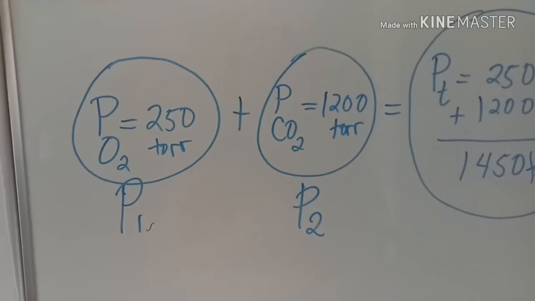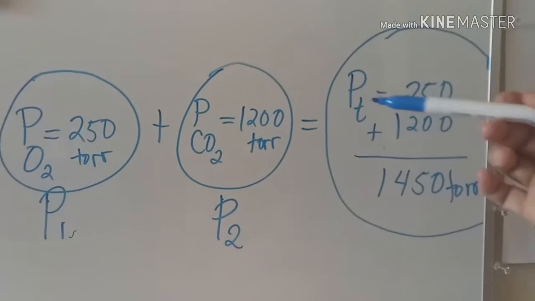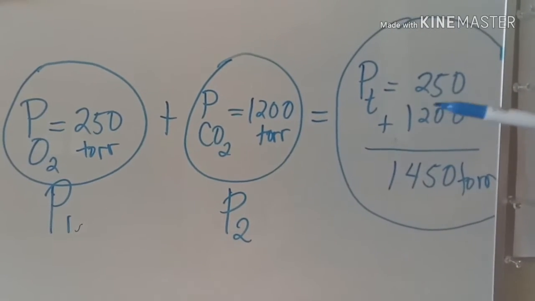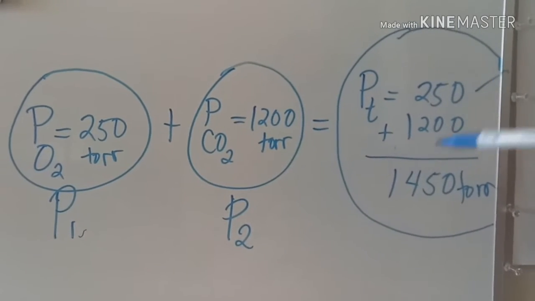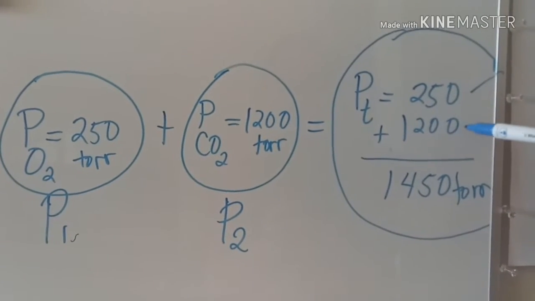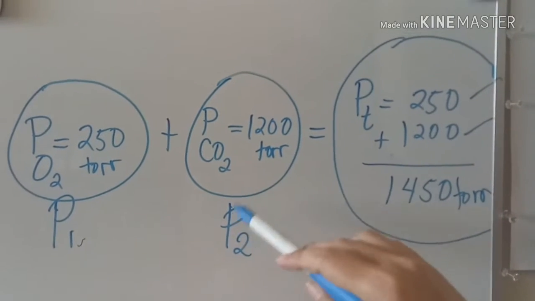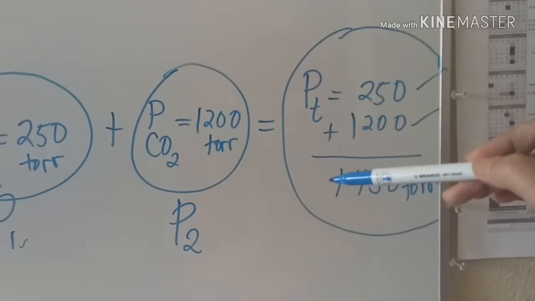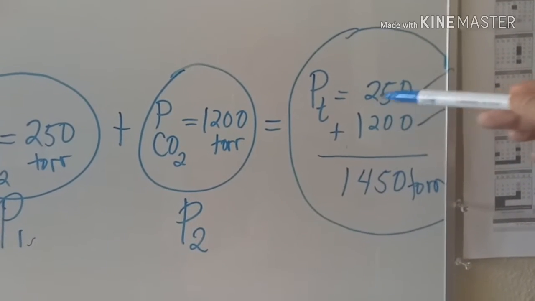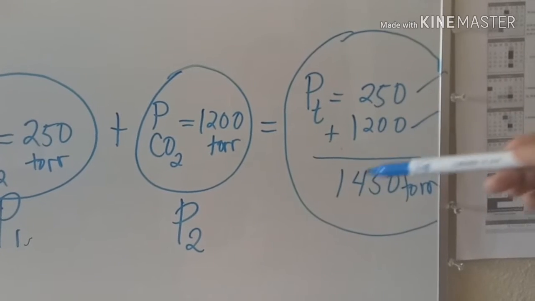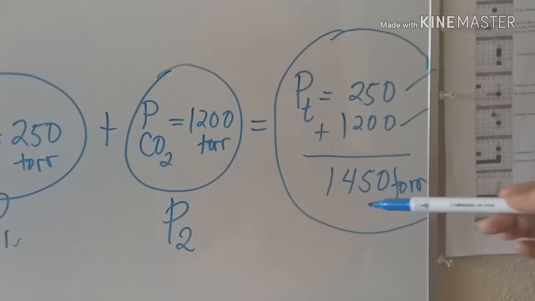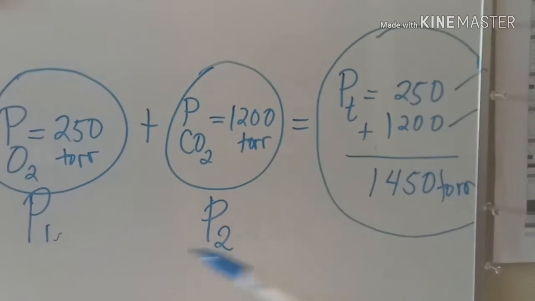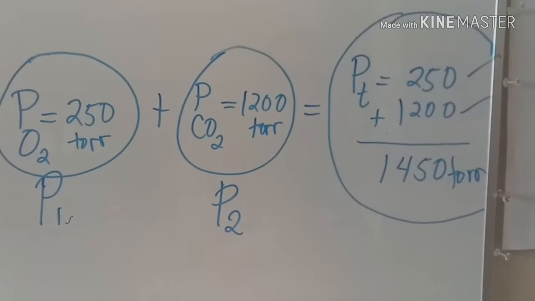If you're going to solve this, all you have to do is get the PT by adding the individual pressures. First we have 250 torr for oxygen, and then we have 1,200 torr for carbon dioxide. In order to get the P total, or the total pressure, just simply add. So 250 plus 1,200 will give you 1,450 torr. And that is the total pressure of these two gases.